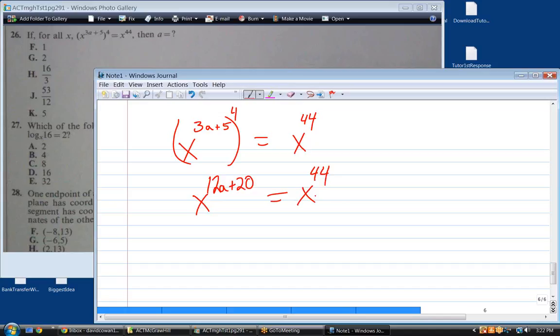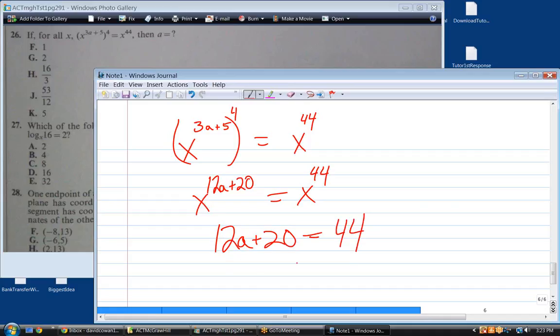Now what can you say? We've got the same base to this exponent equals the same x to this exponent. What can you say about the exponents? They have to be equal. There's no way that x to this power could be equal to x to a different power without this power being equal to that power. In other words, the next statement I am able to say is that 12a plus 20 equals 44. Now we can solve for a.